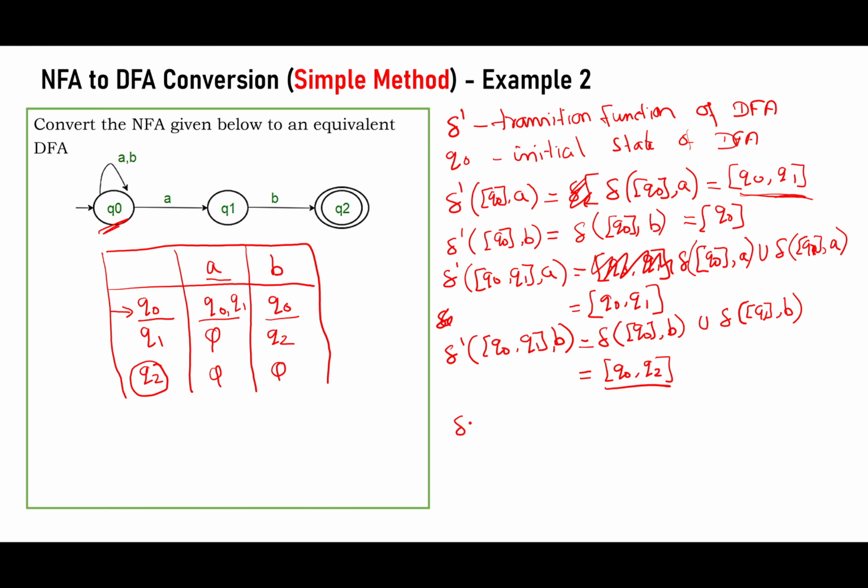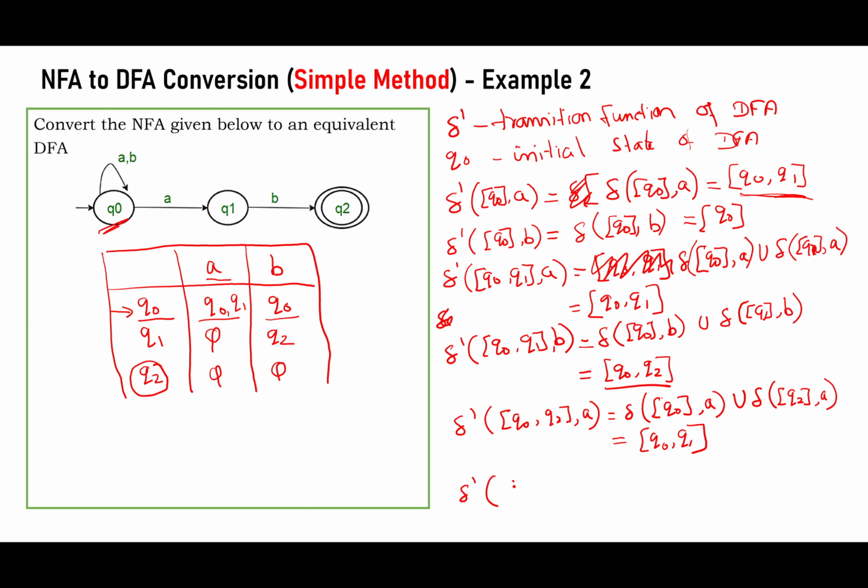So delta dash of q0 comma q2. For the input symbol a, first we have to check. It can be written as delta of q0 comma a union delta of q2 comma a. What is q0 comma a? We know already, that is q0 q1. Then what is q2 comma a? It is null. So it is q0 q1. So the state is already available, it is not a new state.